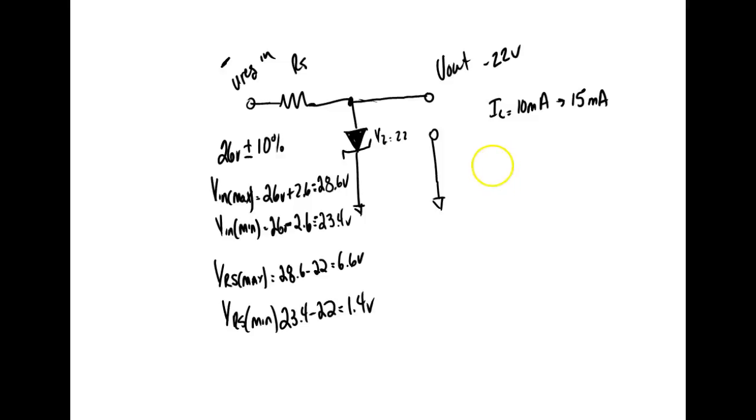So now we need to calculate the size of RS. RS is the minimum voltage, which is what? 1.4 divided by the maximum current. What's our maximum current? 15 milli plus 1 milliamp. That's a 22 volt Zener.